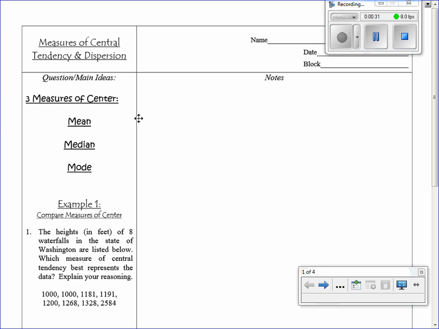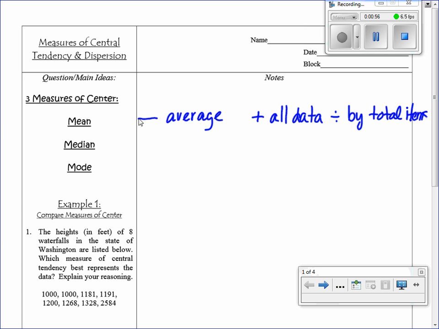Mean. The mean is another word for the average, where you add all the data and then divide by the total number of data items. Median is if you put the numbers in order from least to greatest, it is the number in the middle.